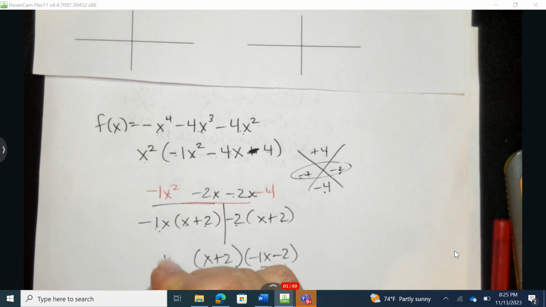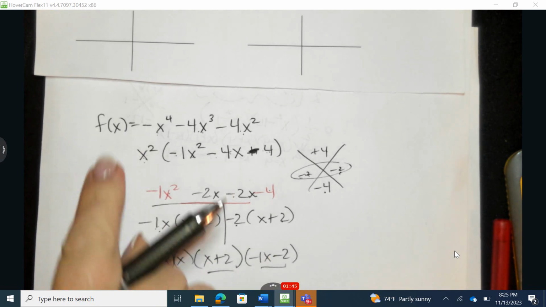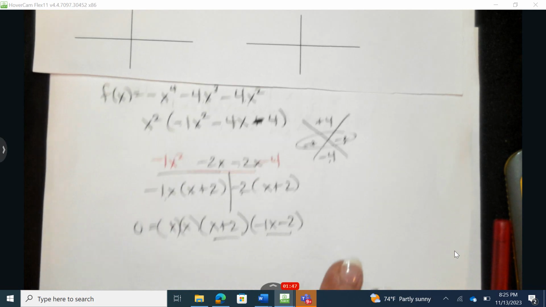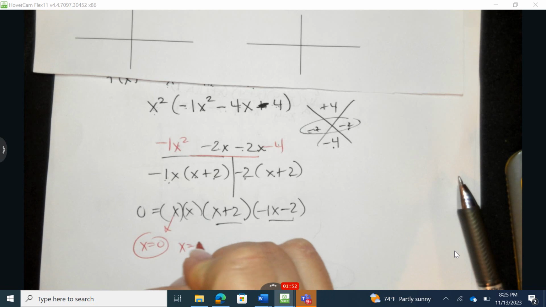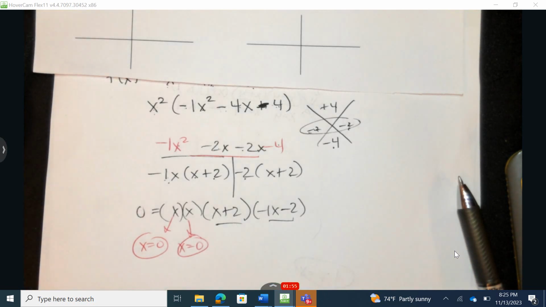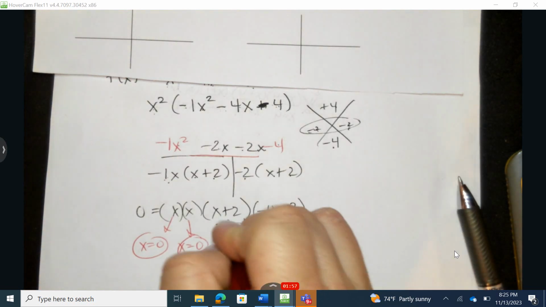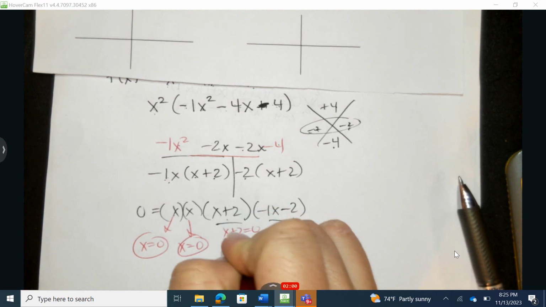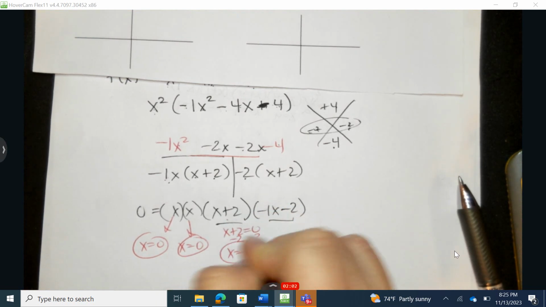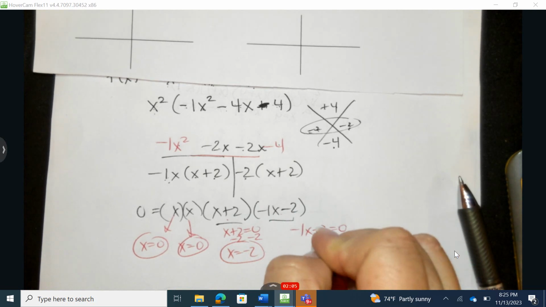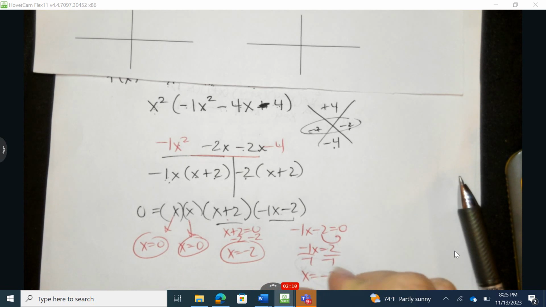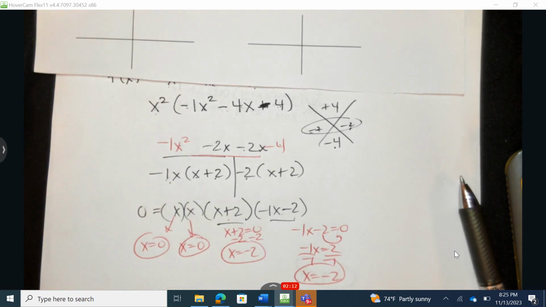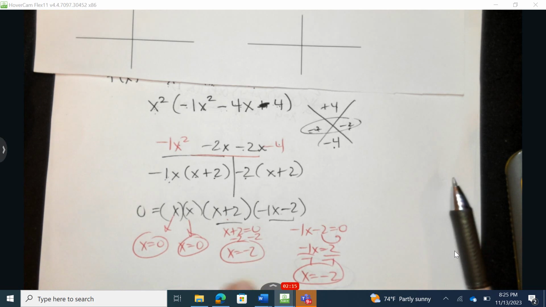Now I have 2 quantities here that I'm going to set equal to 0, and in front I have an x and an x. So x squared is the same as x times x. So here are my 4 different factors, setting each one equal to 0. This one is x equals 0, that's 1, and then I have another x equal to 0, so I have a double root at x equals 0. Here I have x plus 2 equals 0, I move 2 to the other side, I have x equals negative 2, and negative 1x minus 2 equals 0, add 2 to the other side, divide by negative 1, and I have x equals negative 2. So I have a double again. I have a double at negative 2, and I have a double at 0.